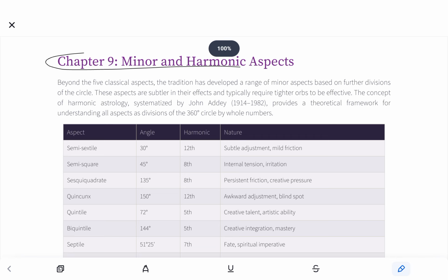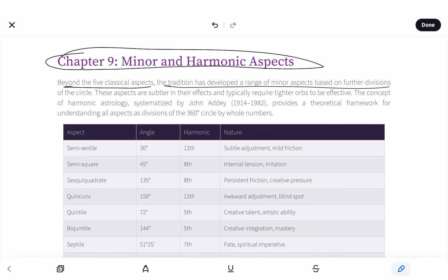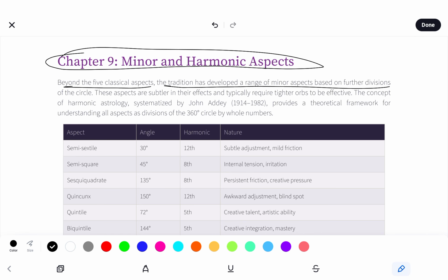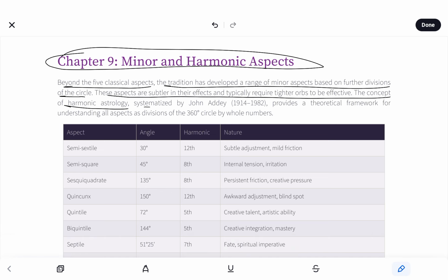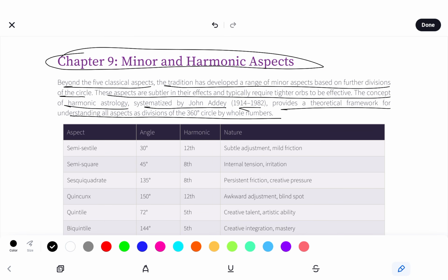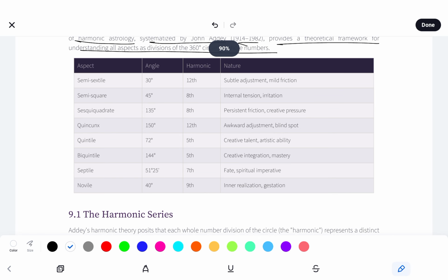Minor and harmonic aspects. Beyond the five classical aspects, the tradition has developed a range of minor aspects based on further divisions of the circle. These aspects are subtler in their effects and typically require tighter orbs to be effective. The concept of harmonic astrology, systematized by John Addey, provides a theoretical framework for understanding all aspects as divisions of the 360-degree circle by whole numbers.